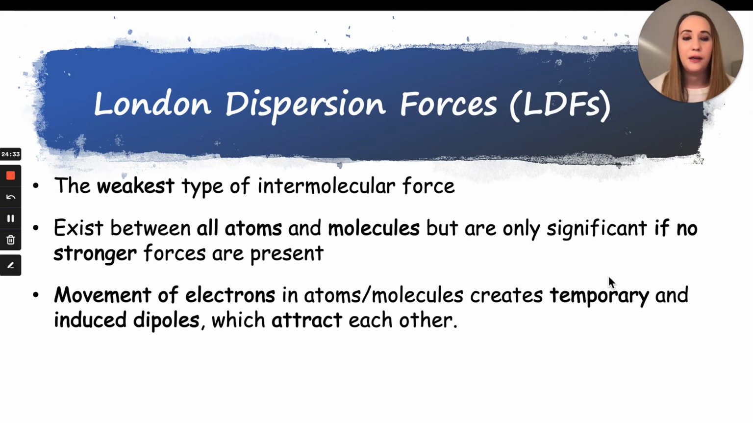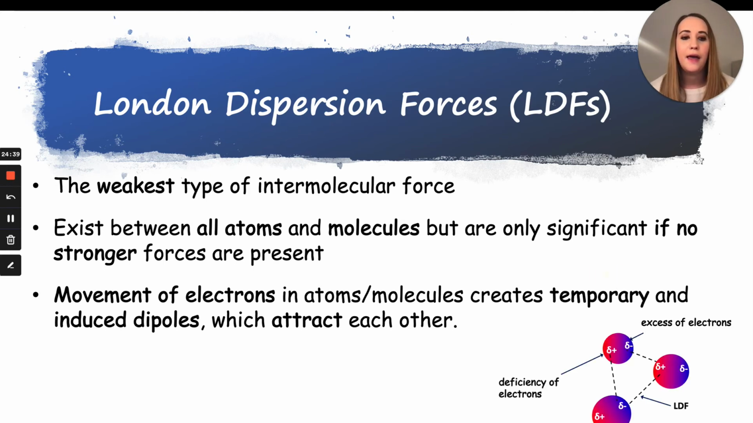So essentially, the electrons moving creates these temporary and induced dipoles, and then between different atoms, those dipoles attract each other. So if we've got an atom here, there's a slightly negative charge over at this side, that is attracting the slightly positive charge on this neighbouring atom, and that dotted line is what we call a London dispersion force. That's the force of attraction.